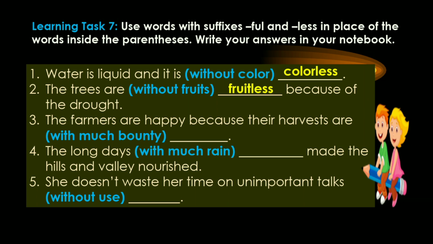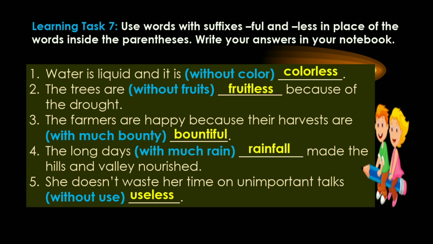Number 3. The farmers are happy because their harvests are with much bounty. Bountiful. And number 4, the long days with much rain made the hills and valley nourished. So when we say with much rain, it's rainfall. It's not rainful, kids. It's rainfall. Number 5, she doesn't waste her time on unimportant talks without use. So since without means less, it is useless.